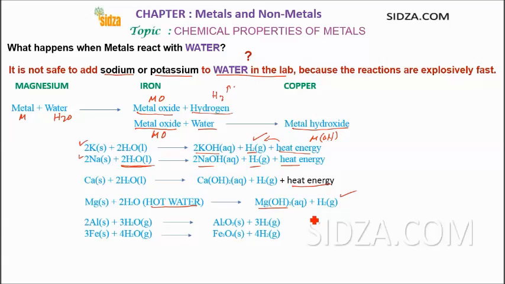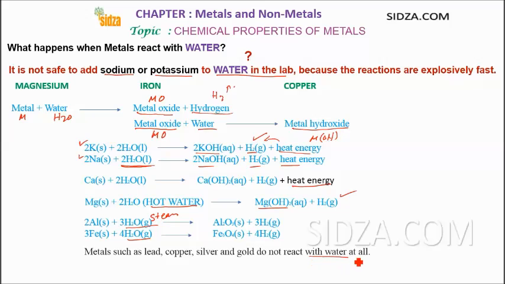Metals like aluminium and iron do not react with hot water, you need steam here, which means that metals like aluminium and iron are less reactive. That's why they don't react with hot water or cold water, you need steam, and then it can form aluminium oxide or ferric oxide. Other metals like copper, silver, gold and lead do not react, which means these are the least reactive metals here.